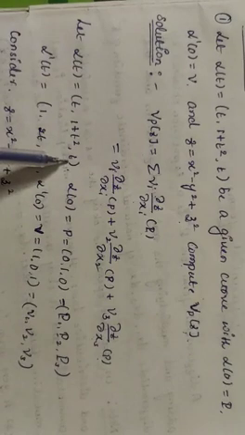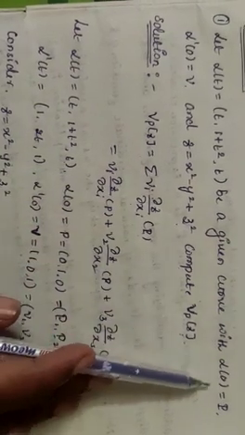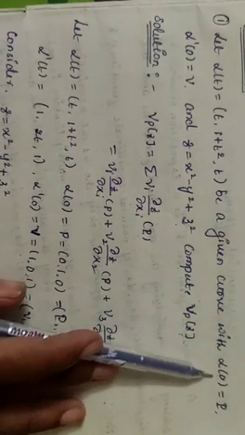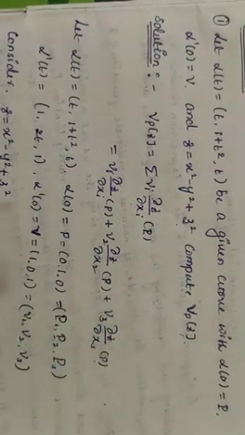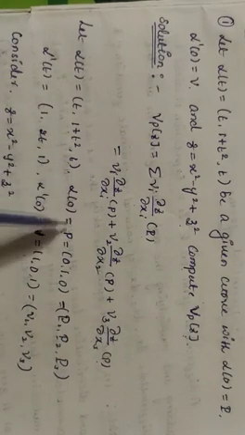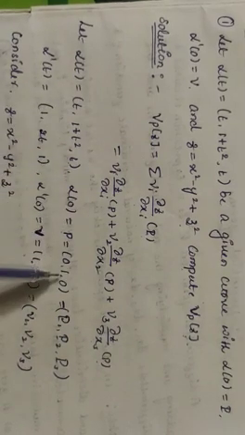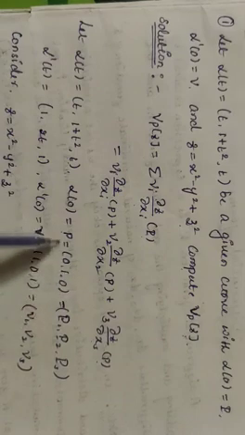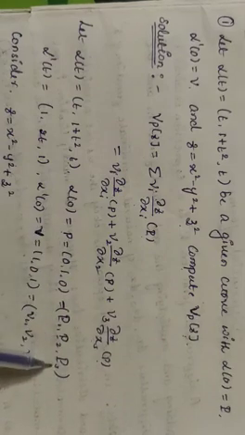Now look here, from the hypothesis of the problem they have given that alpha of 0 is equal to p. So alpha of 0, at t equals 0, this will become (0, 1, 0). So this can be represented as p1, p2 and p3.